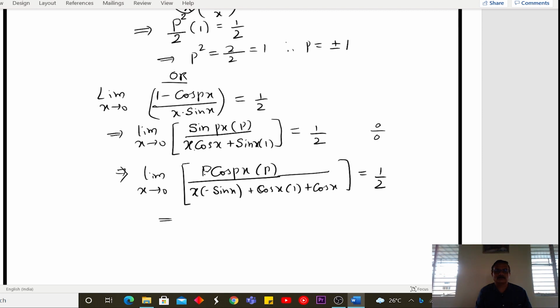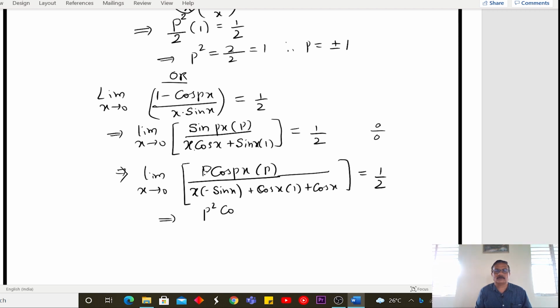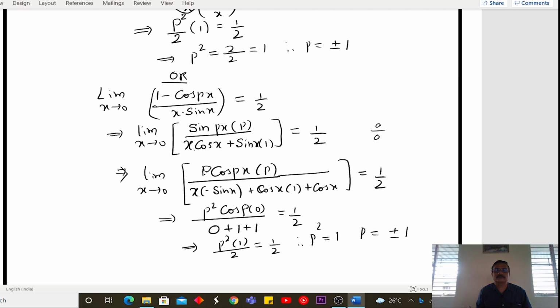Now put x is equal to 0. p into p, that is p square cos p into x value 0, divided by, put x is 0, 0 into that number is 0, plus cos 0 is 1, again cos 0 is 1, is equal to 1 by 2. So this implies p square, p into 0 is 0, cos 0 is 1, divided by 2 is equal to 1 by 2. Therefore cross multiply, p square is equal to 2 cancel 1, or p is equal to plus or minus 1.